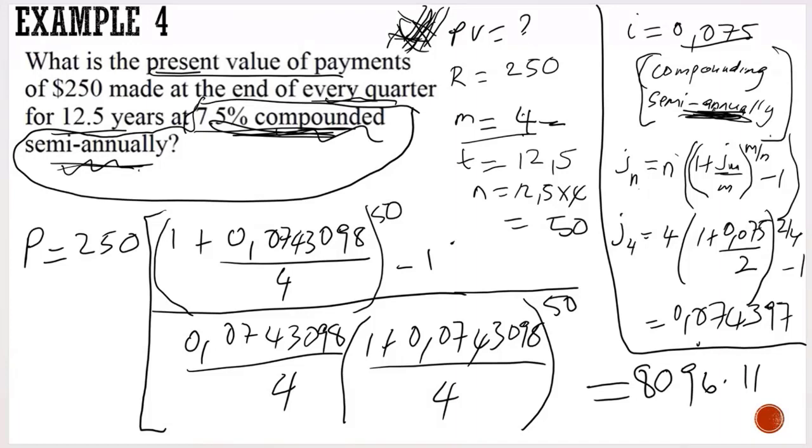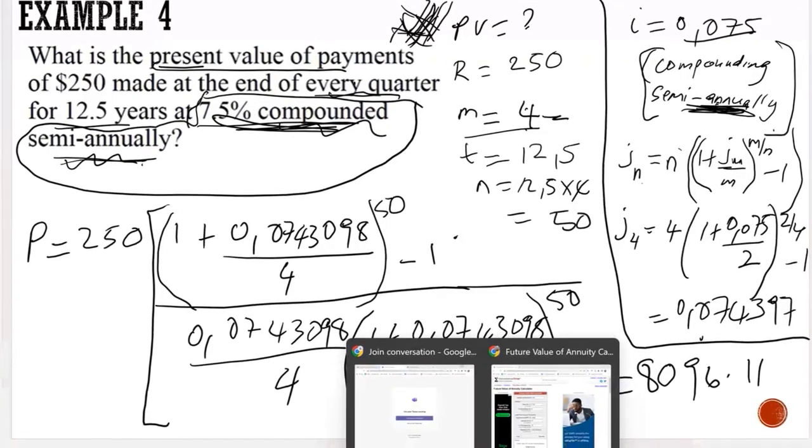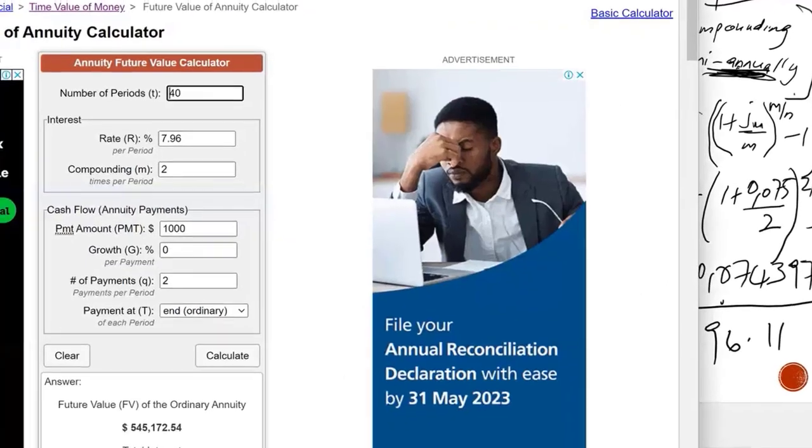Let's see if you are using calculator soup without manipulating anything, whether it's going to give us a similar value. I'll go here. Okay, I'll go to my future value.